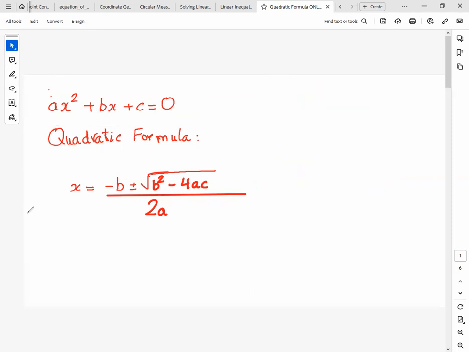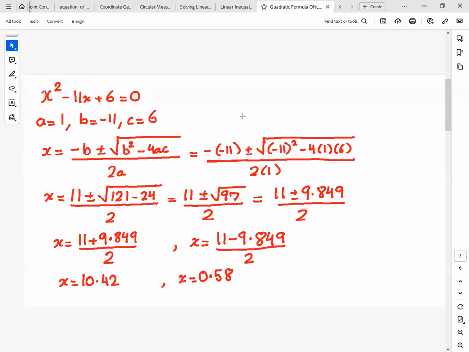Okay, now first we're going to do some examples. So take a look at this example. x² − 11x + 6 = 0. This is already in the form that we want. So a is 1, b is −11, c is 6. This is the quadratic formula. We substitute these values in the quadratic formula, and a very common mistake. The formula is −b. So −b, minus −11 becomes 11. And b² − 4ac, the −11 squared will always be plus. This will be plus 121. And −4ac. So a and c are both positive, so this will be minus 24.